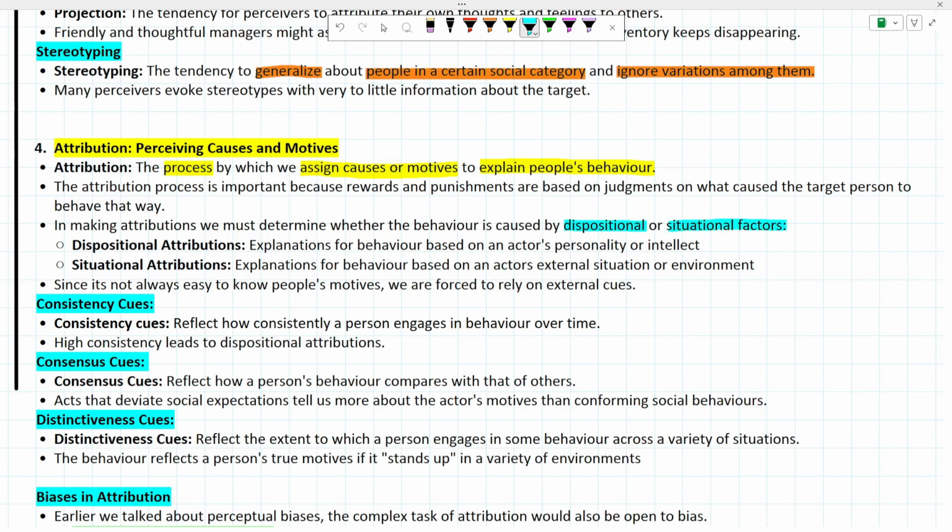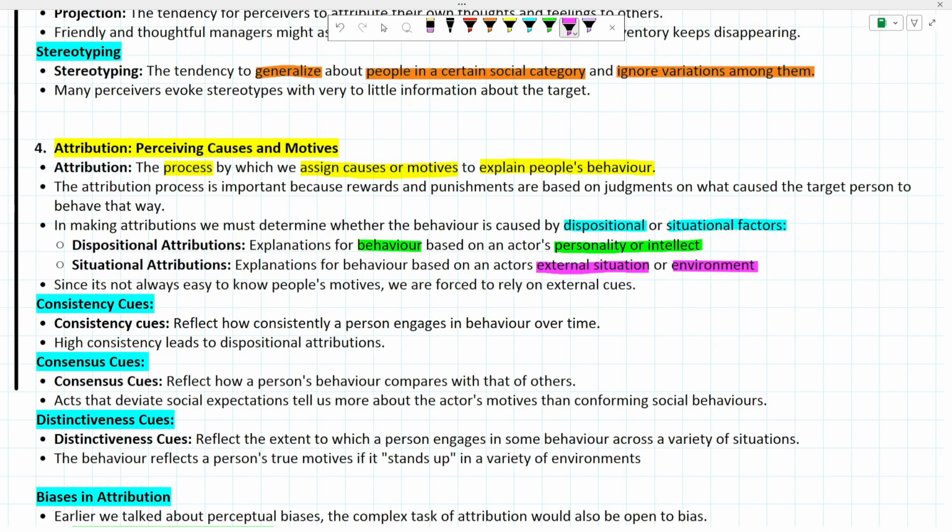Dispositional attributions are explanations for behavior based on an actor's personality or intellect. Situational attribution is the explanation for behavior based on an actor's external situation or environment. So dispositional is more about the actor or the target themselves. Situational is more about the situation around the target.